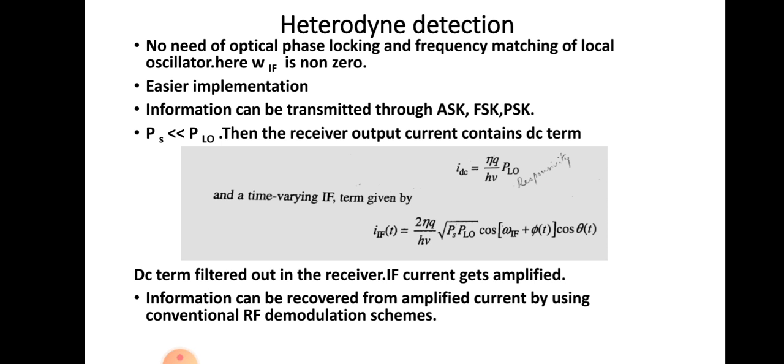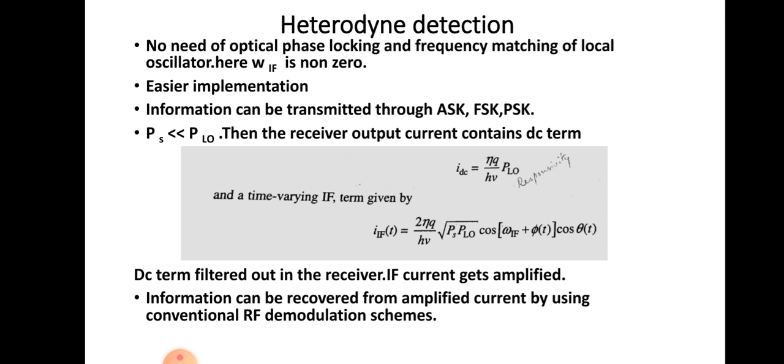There should be a phase locking in the case of homodyne detection. That means omega IF will be equal to 0 in that case. But in the case of heterodyne detection, there is no need of the phase locked loop. There will be a phase difference between the received signal and the local oscillator, so omega IF will be a non-zero quantity, and since there is no need of a phase locked loop, the implementation of the heterodyne detectors is easier. But you can see that its performance is degraded compared to the homodyne detectors.